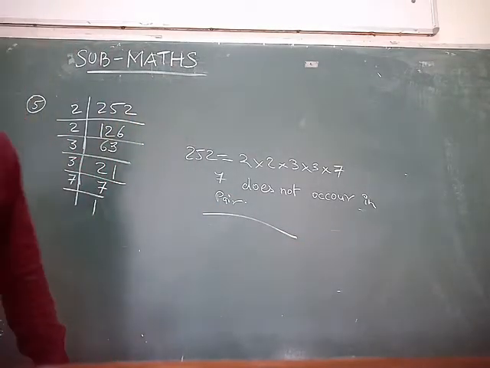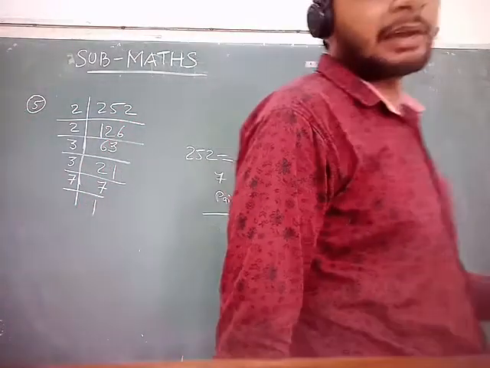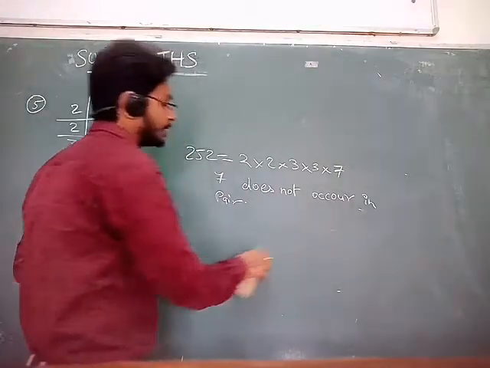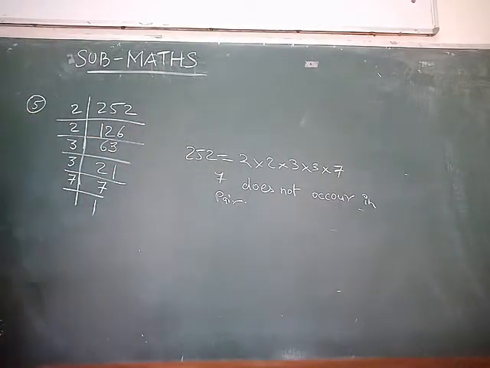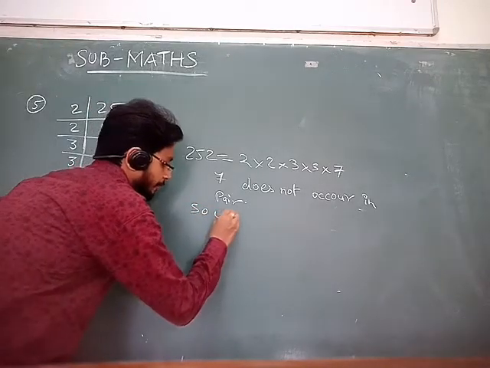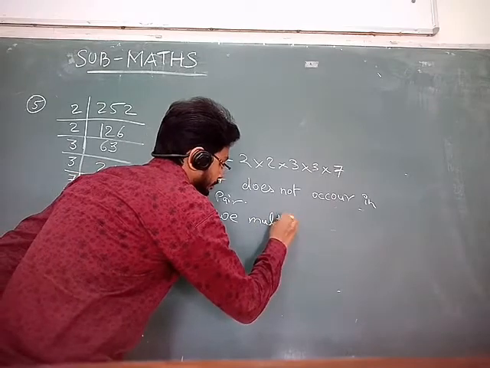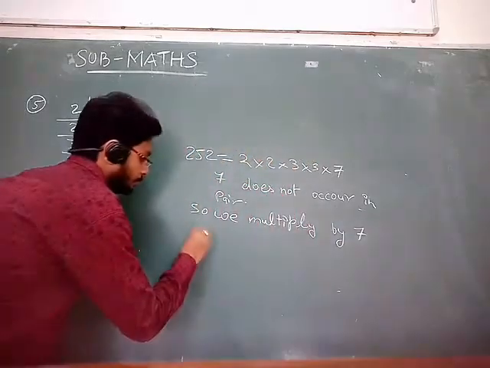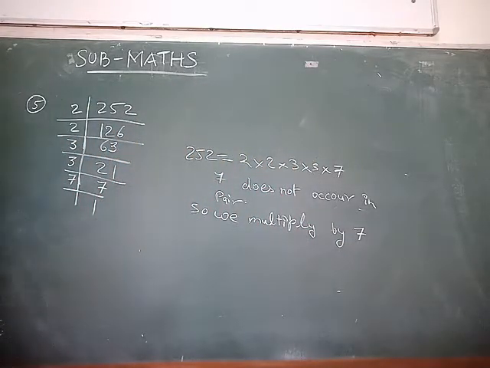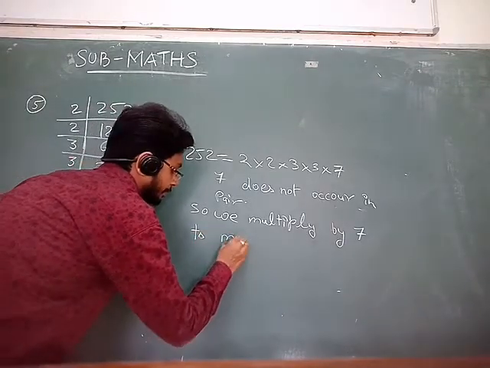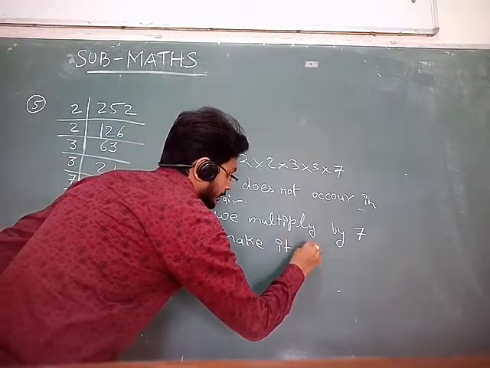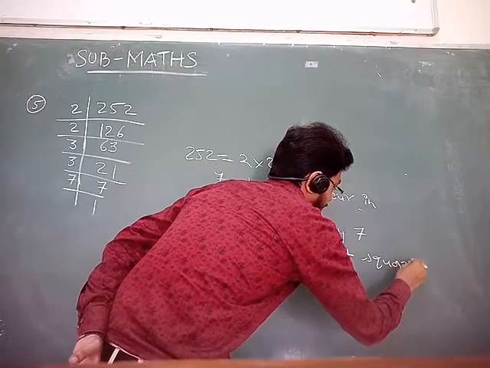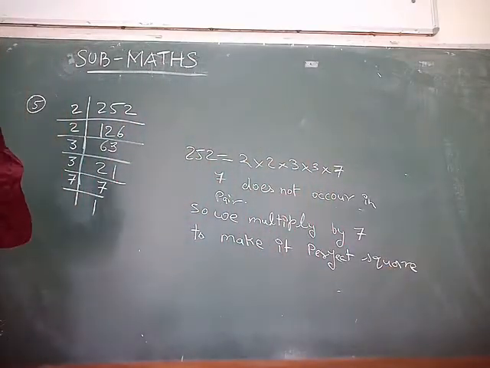So अगर we multiply by 7, अगर हम इसमें मल्टीप्लाई 7 से कर दें, देन इट विल बिकम अ परफेक्ट स्क्वायर नंबर. ये क्या बन जाएगा? एक परफेक्ट स्क्वायर नंबर बन जाएगा. सो वी मल्टीप्लाई by 7. We multiply by 7 to make it perfect square. आपको इसमें 7 से मल्टीप्लाई करना पड़ेगा इसको परफेक्ट स्क्वायर बनाने के लिए.